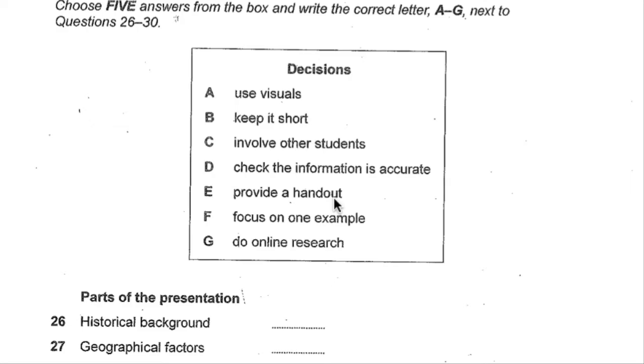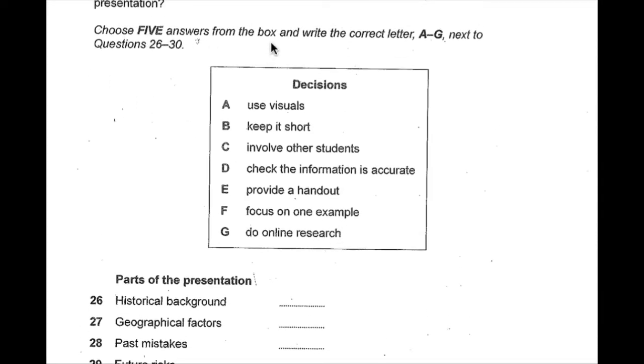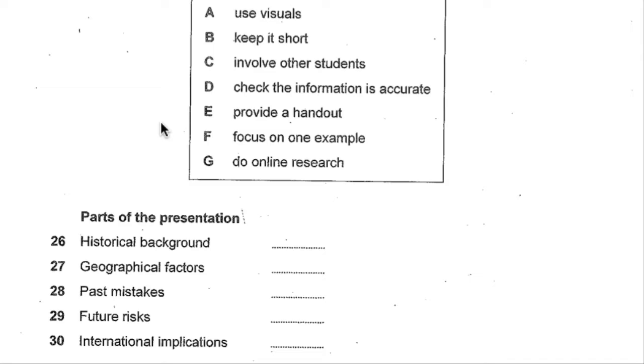Okay, now this one is a matching type question. Choose 5 answers from the box and write the correct letter A to G next to question 26 to 30. So since this is 26 to 30, it is audio number 3. So I'm going to play the audio from the middle because 21 to 25 is based on another question type. Before you hear the rest of the discussion, you have some time to look at questions 26 to 30.